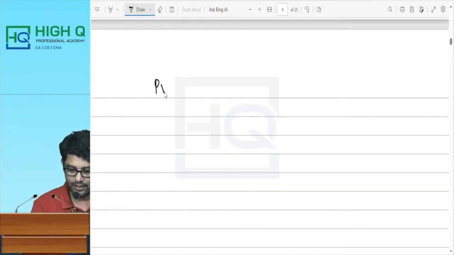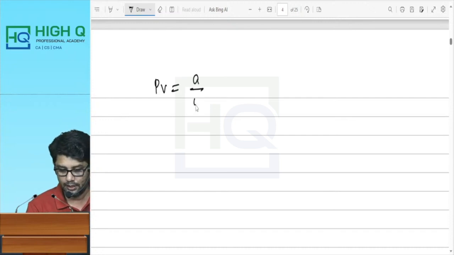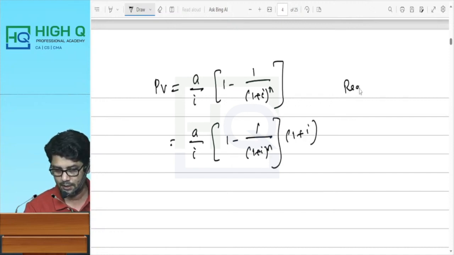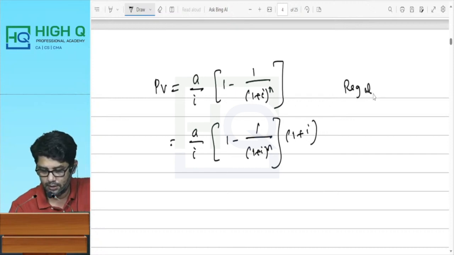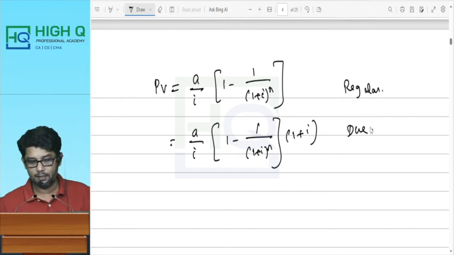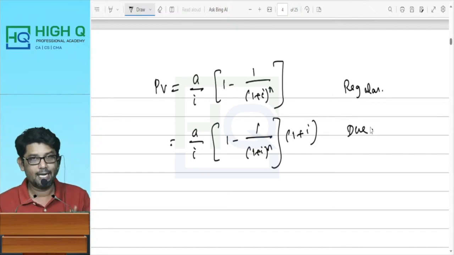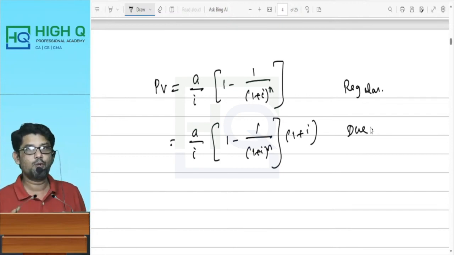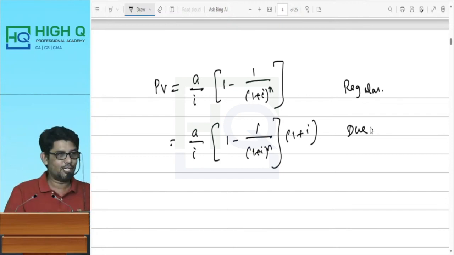Next one is present value. Present value is equal to A by i into 1 minus 1 by (1 plus i) whole power n, and A by i into 1 minus 1 by (1 plus i) whole power n into (1 plus i). Yes, this is regular, this is due. Regular and due. I am assuming that you remember these formulas. Even students who have done self-study have to remember these formulas, because without knowing them we cannot do time value of money.